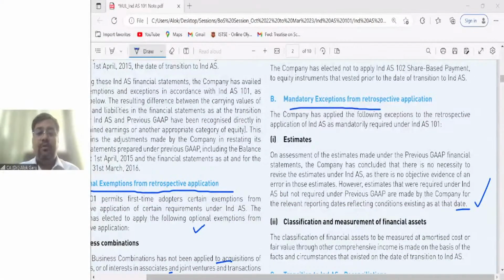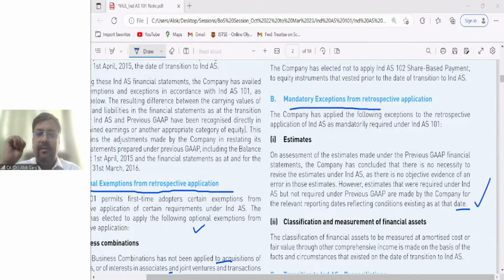Let's discuss the fourth mandatory exception or exemption. The fourth one is derecognition of financial asset and financial liability. I hope I am audible to everyone. Mr. Ashok, I am audible and visible clearly. Okay, thanks. Derecognition of financial asset and financial liability, mandatory exception. What is this exception?